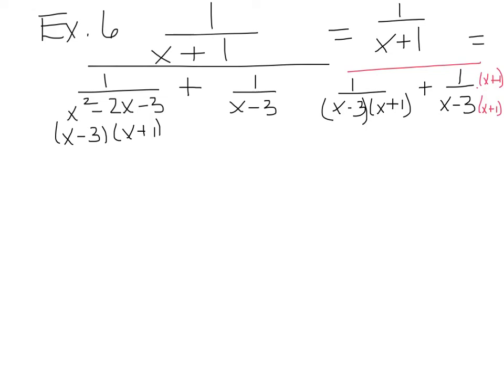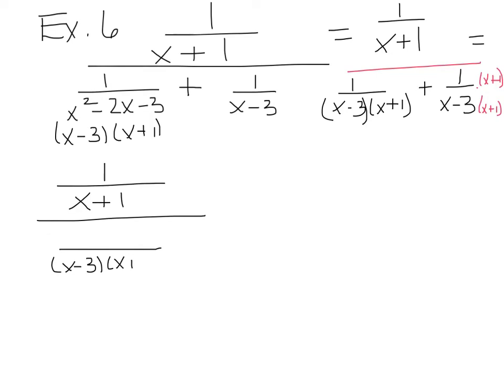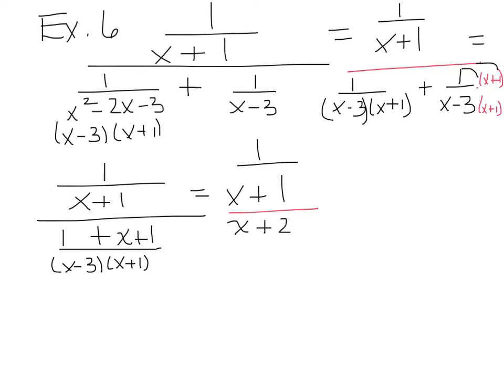Okay, so I'm going to leave my numerator again like it is. So my common denominator is x minus 3 and x plus 1. So in the top, I have 1 plus, and I'm just going to distribute that 1. So it'll be x plus 1. And then I'll just simplify it. So combining like terms, it'll be x plus 2 over my common denominator.